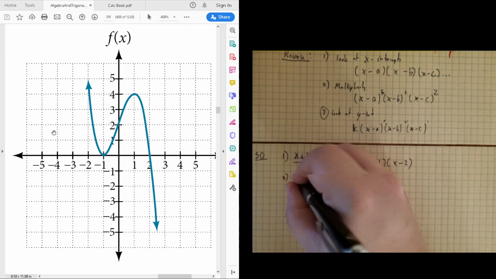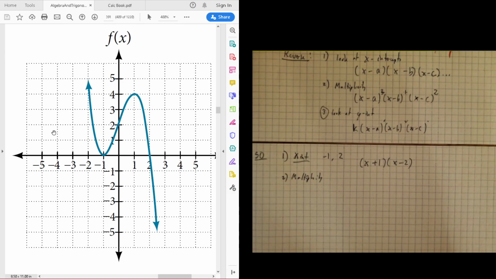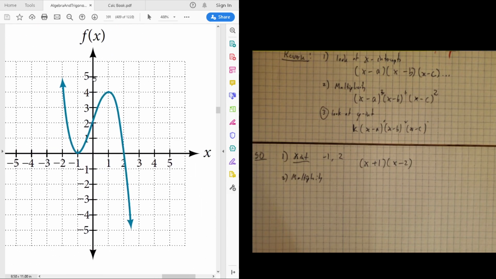Now, part 2. What about multiplicity? Okay, well, if I look at the -1, look right here. Notice how it bounces. Bounces, remember, are multiplicity 2 or 4. We're going to assume it's the lower number to make the math easier. It's always possible that it could be a higher number, but you'll notice a phrase in here. It says of least degree. It's always possible it could be higher. We're not concerned with that. We just want the smallest one.